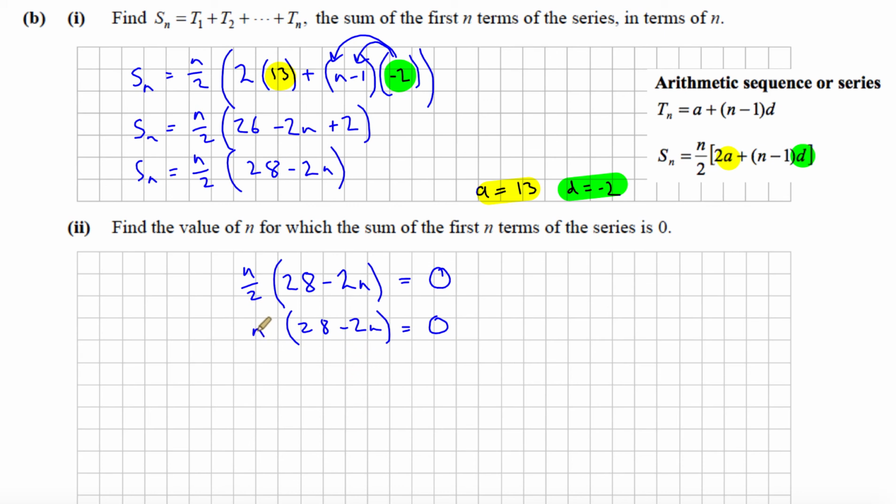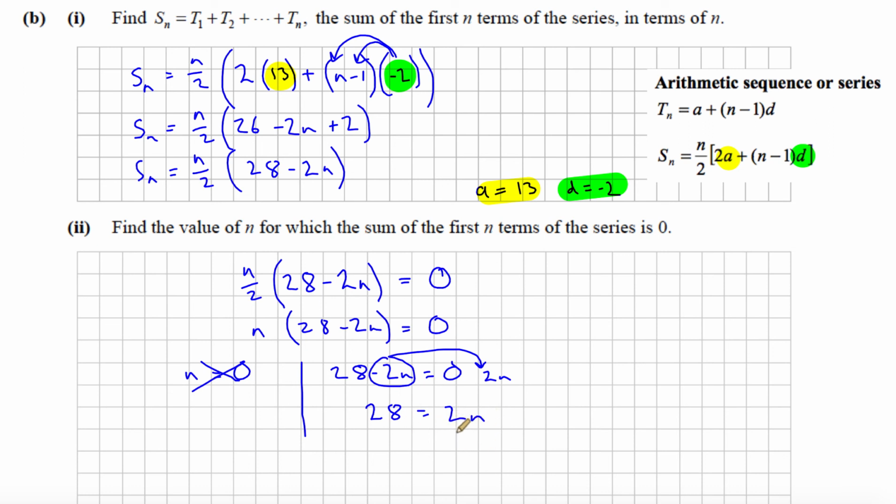So I've got two things multiplied to give 0. So n multiplied by this bracket is 0. Well, that means that either n itself is 0 or the 28 minus 2n is 0. Now, if n is 0, that means there were no terms at all, so we can disregard that one. So we're going to solve this now. Bring the minus 2n over here, it becomes positive 2n. So we get 28 equals 2n.